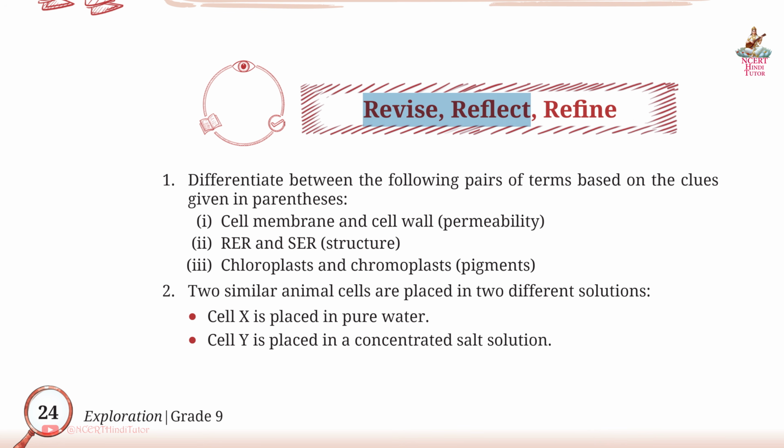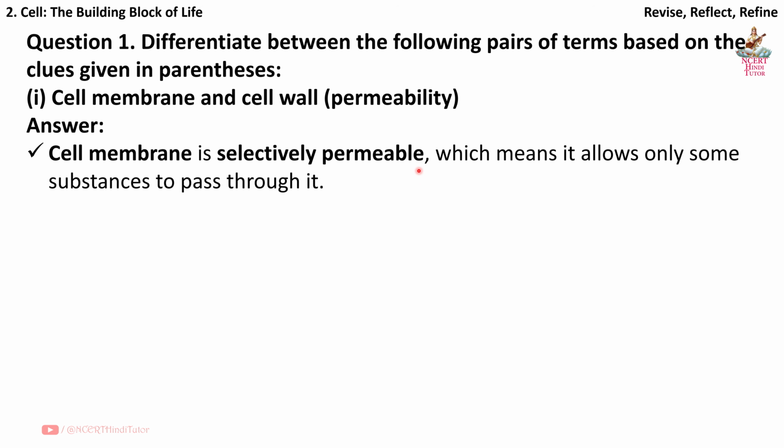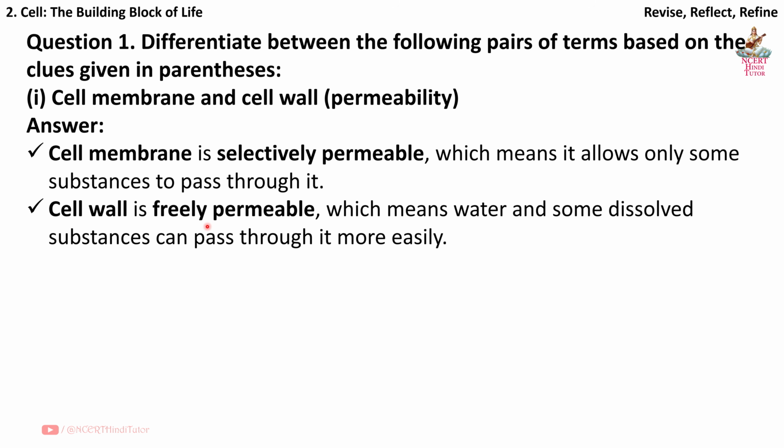Next, revise, reflect, refine. Question 1. Differentiate between the following pairs of terms based on the clues given in the parenthesis. First, cell membrane and cell wall (permeability). Answer. Cell membrane is selectively permeable, which means it allows only some substances to pass through it. Cell wall is freely permeable, which means water and some dissolved substances can pass through it more easily.